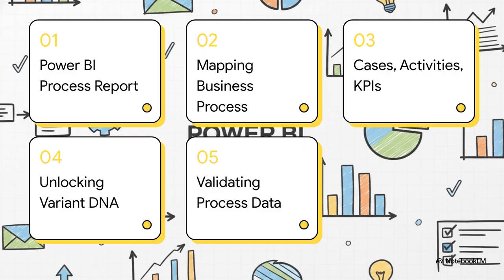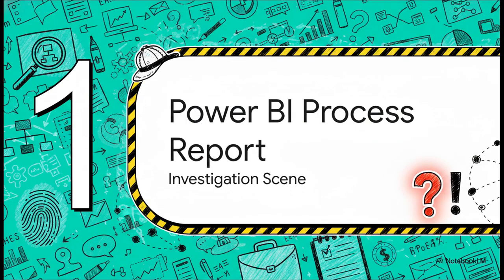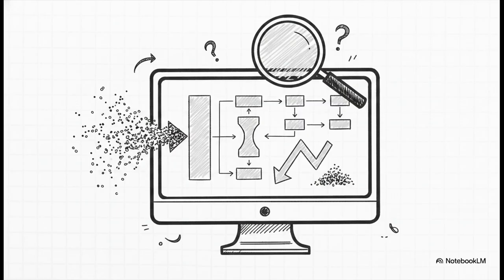Let's jump right in. Starting with Section 1, the Power BI process report, or, keeping with our whole detective theme, the scene of the investigation. So, our investigation kicks off the moment you ingest and analyze your process event log data. That data flows directly into the embedded process report. Honestly, think of this report as your primary crime scene. It's a completely interactive space. We start uncovering exactly where those potential improvement opportunities are hiding out.